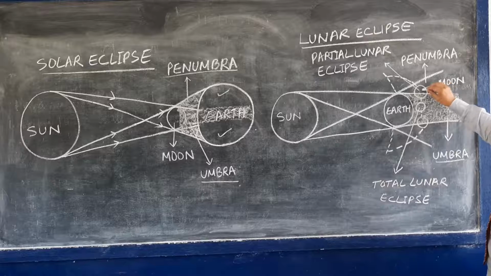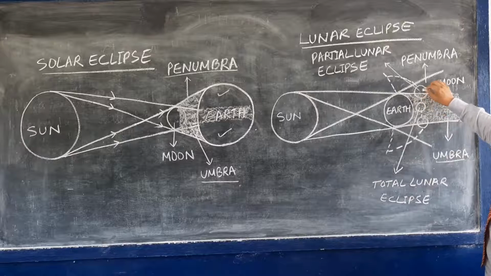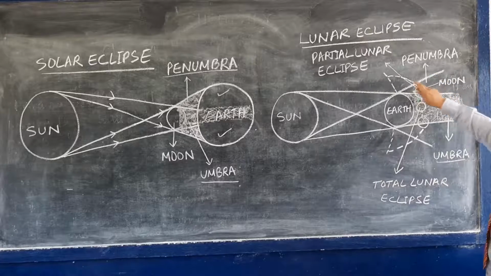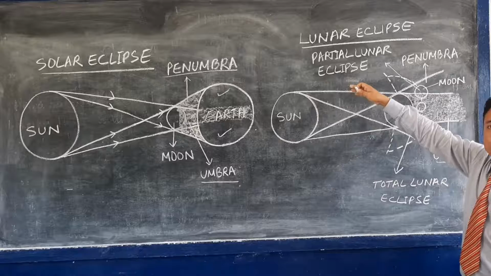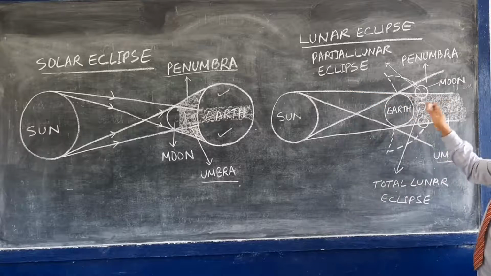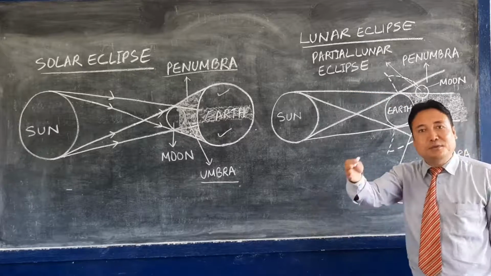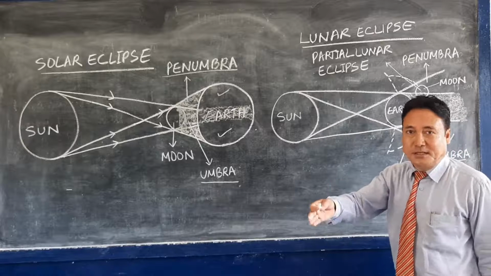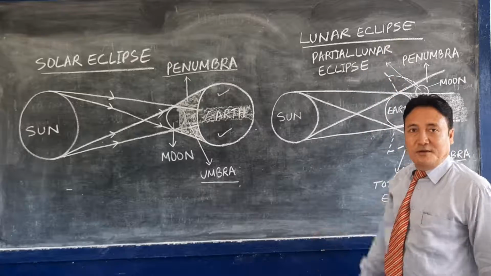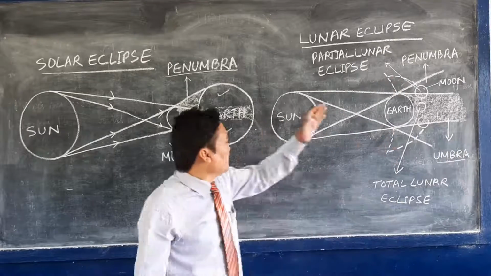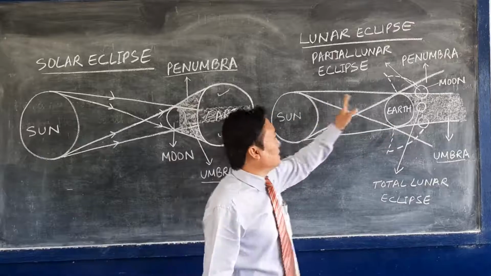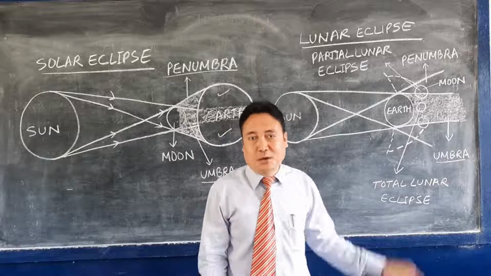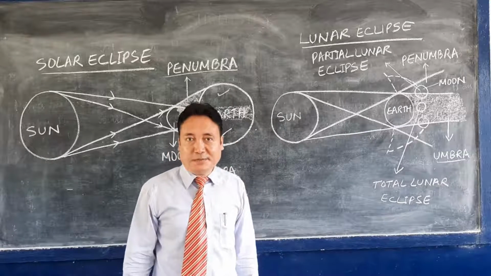In this region, half the part is completely dark and the other region is partially dark. So this region is the partial lunar eclipse. Even from the earth you can see that you cannot see the moonlight. The moonlight can be totally blocked by the earth, or it can be blocked partially. So this way lunar eclipses are formed, when the earth comes between the sun and the moon, and the earth's shadow falls on the moon. So this is about the formation of eclipses.